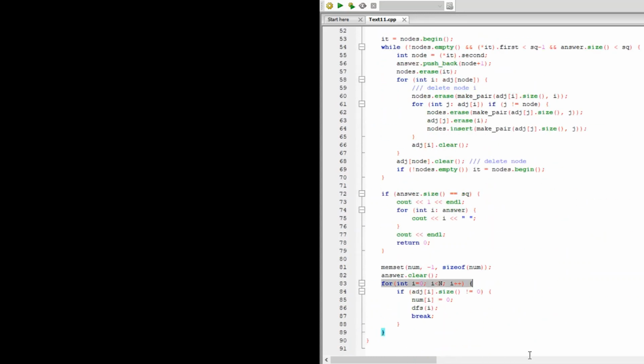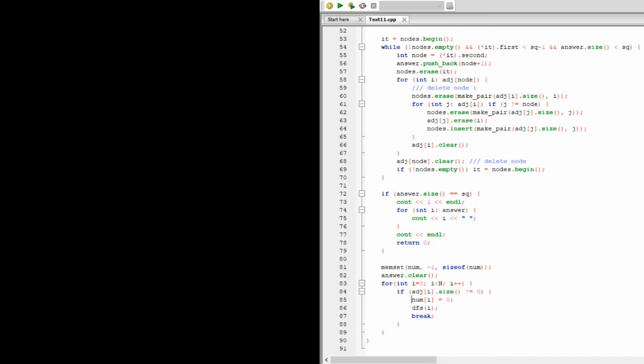Then we're going to go through all the nodes. If adjacency size is not equal to 0, this means it is not deleted, right? So nodes that were deleted were nodes that were either in our independent set or their neighbors. The nodes that are remaining are the ones with degree at least square root of n minus 1. So we're ignoring deleted ones.